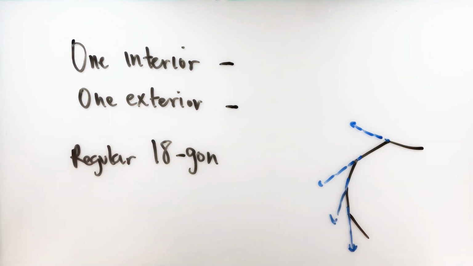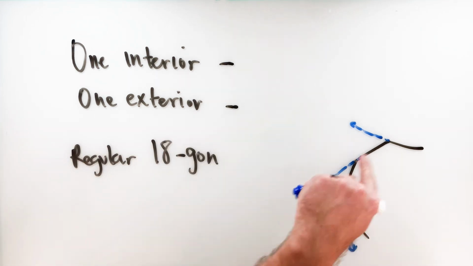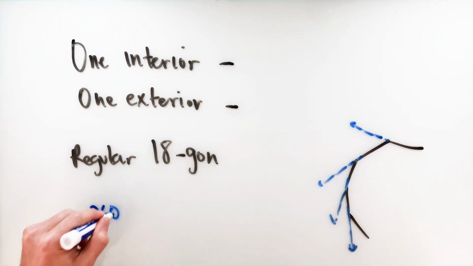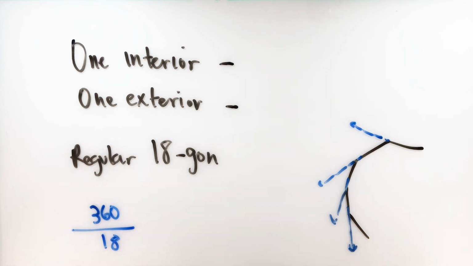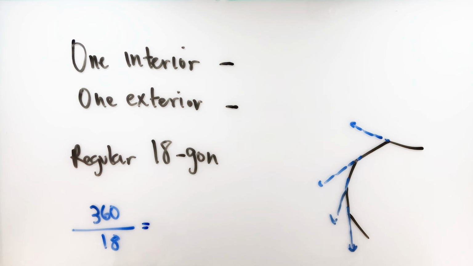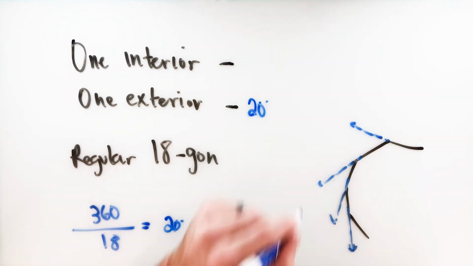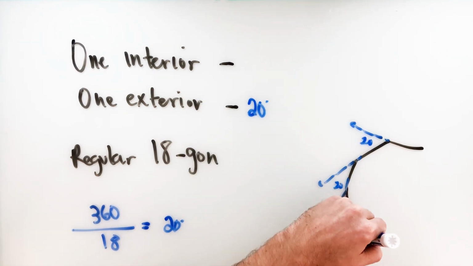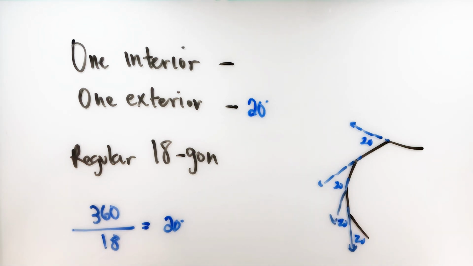So if one exterior angle is what I'm after, I already know that all of them added together is going to be 360. How many are there? 18. So if I take 360 degrees, divide that by 18, that's going to tell me what the measure of one exterior angle is going to be. So 360 divided by 18, it's 20 degrees. So one exterior angle in a regular 18-gon is 20 degrees. That's here. 20, 20, 20, 20. All those exterior angles are 20.